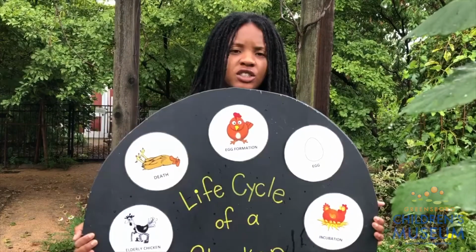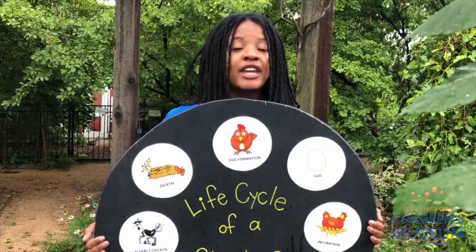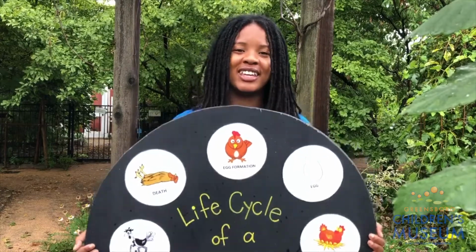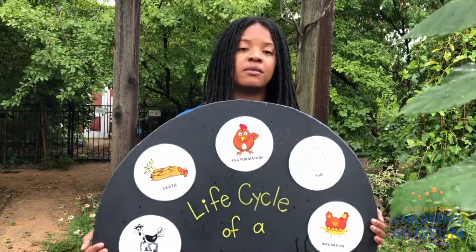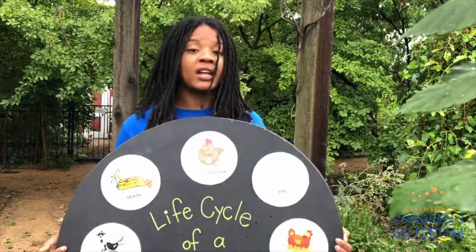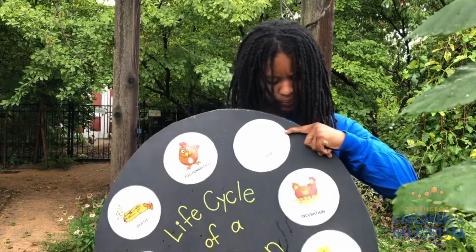So where does it all start? It begins with the egg forming in the chicken, and only female chickens can produce and lay eggs. Those female chickens are called hens, and that's what we have here at the museum. We don't have any male chickens, which are called roosters. So next, the hen lays her egg, as you see here.